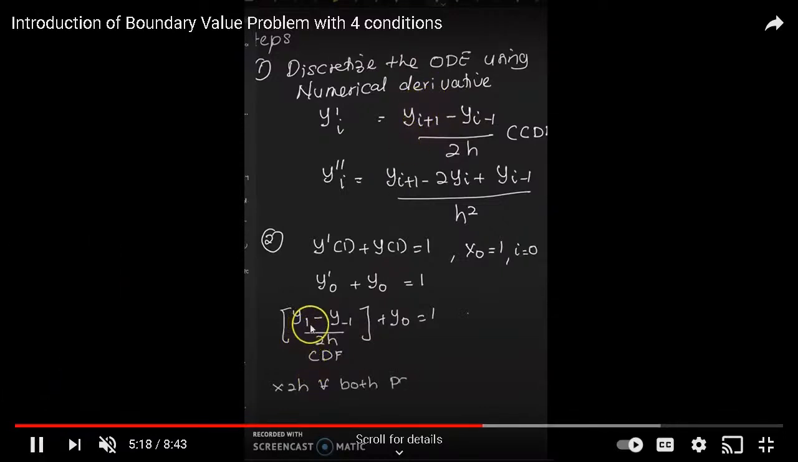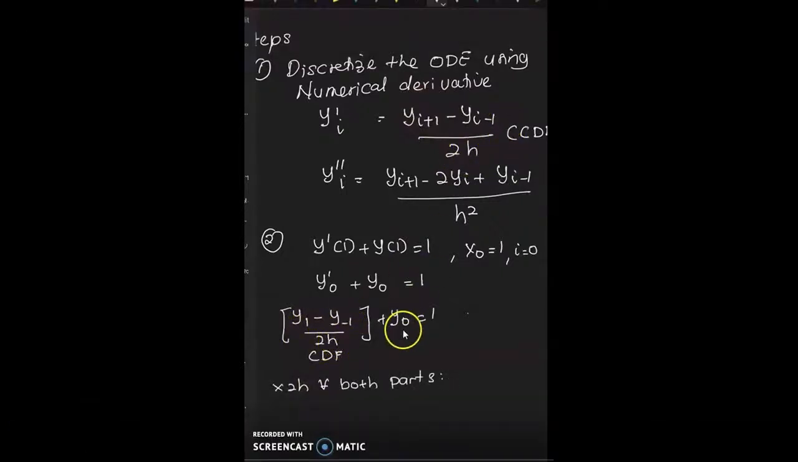So you multiply both sides by 2h to make it simpler. You get y1 minus y negative 1 plus 2h y naught equal to 2h. So in this case, when you meet y negative 1, when i equals 0, you can replace it with y1 plus 2h y naught minus 2h. This is the way you replace at the corner, at the boundary, for the derivative, condition number 1.